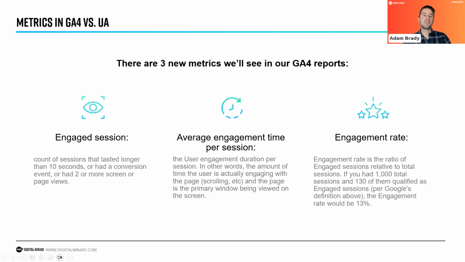In GA4 reports, there are also some new metrics that did not exist in Universal Analytics. These are engaged sessions, average engagement time per session, and engagement rate. So engaged sessions. This is a new metric that measures the amount of time users spend actively engaged with a website or app. In GA4, an engaged session is calculated by measuring the amount of time users spend interacting with a website or app, including clicks, scrolls, and other on-screen actions.